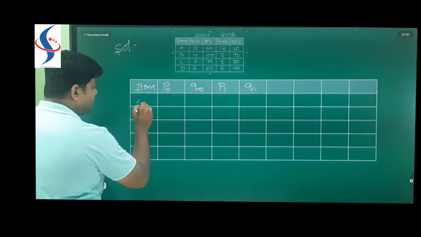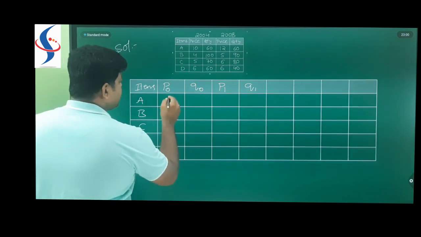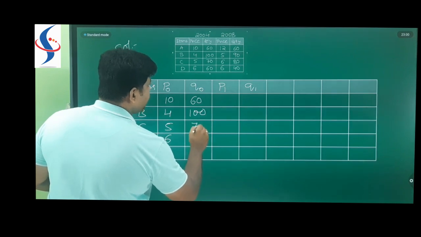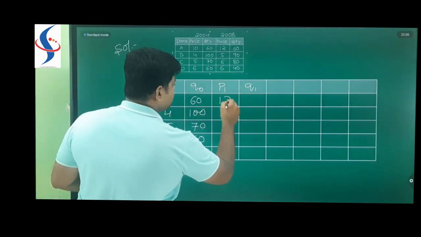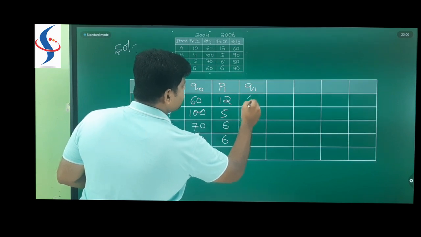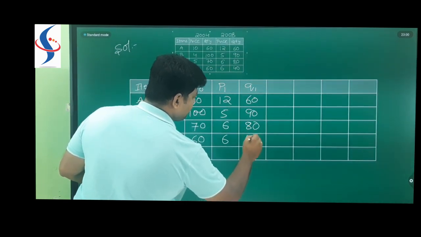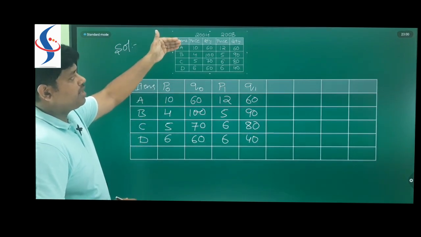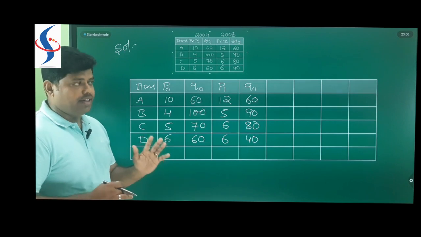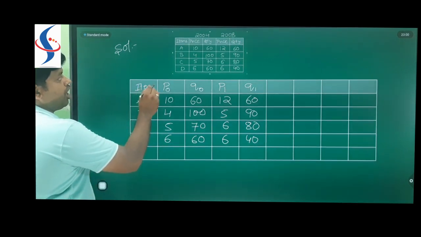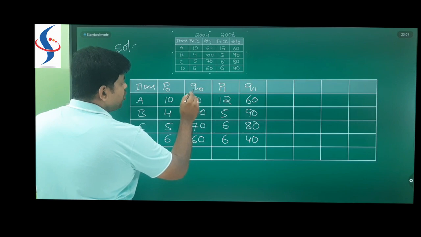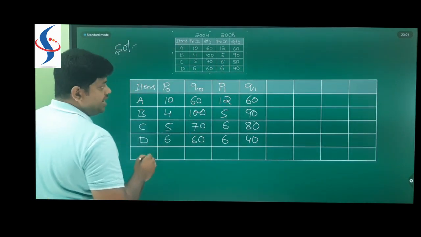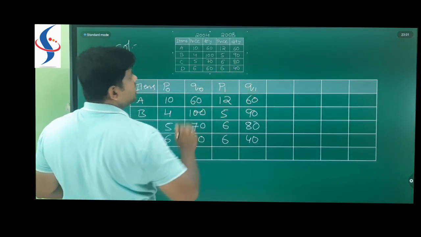So the items are A, B, C, D. P naught, that is 10, 4, 5 and 6. Then Q naught: 60, 100, 70 and 60. P1 is 12, 5, 6, 6. Q1, that is 60, 90, 80 and 40. Whatever is given in the question, the same data will be written for the solution. P naught is the price of base year, Q naught is the quantity of base year, P1 is the price for current year and Q1 is the quantity for current year.